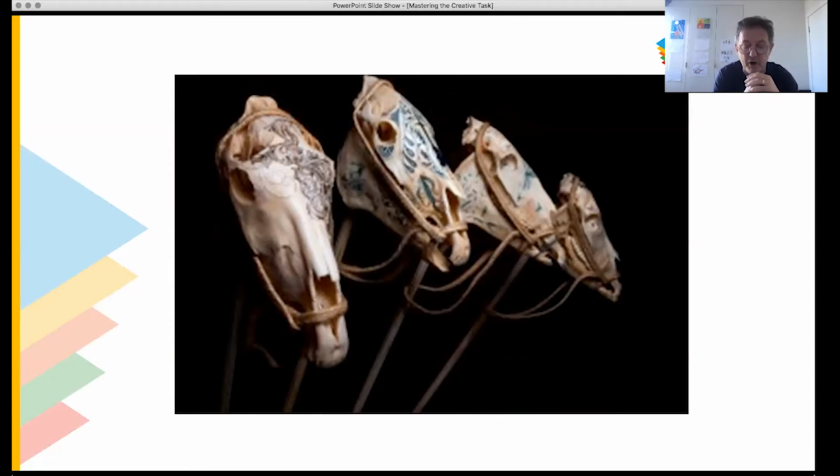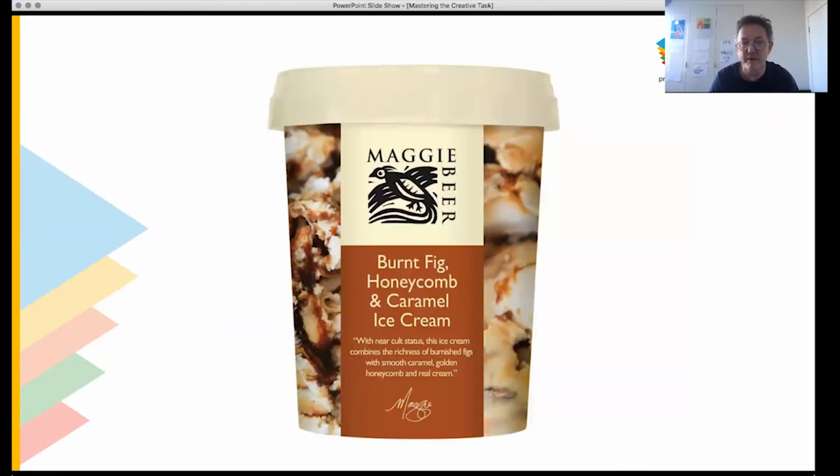I looked through my pile of small ideas. I've got a pile where I just throw in any idea that's come along but hasn't got a home yet. And I found one in there from a couple of years before, from an incident when I'd gone to buy groceries. And this was at Coles at Toowong in Brisbane. And the final item on my grocery list was a tub of Maggie Beer burnt fig, honeycomb and caramel ice cream.